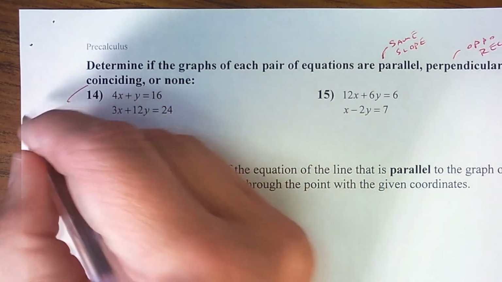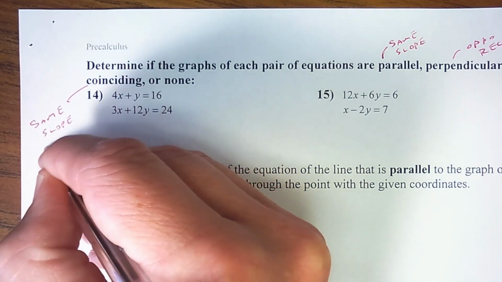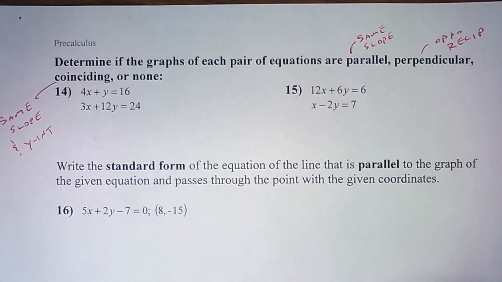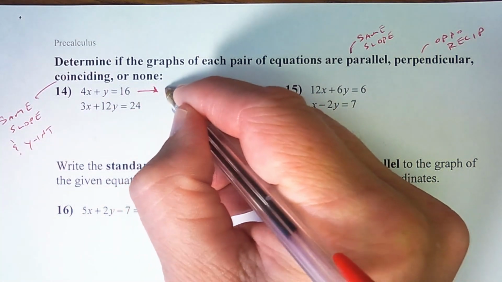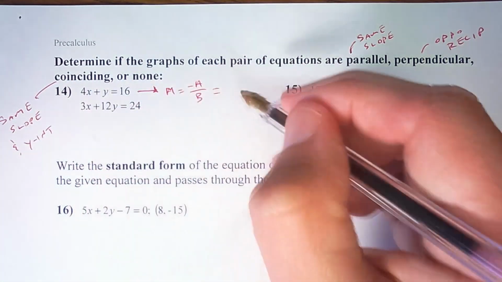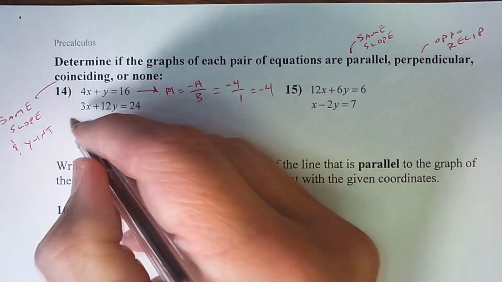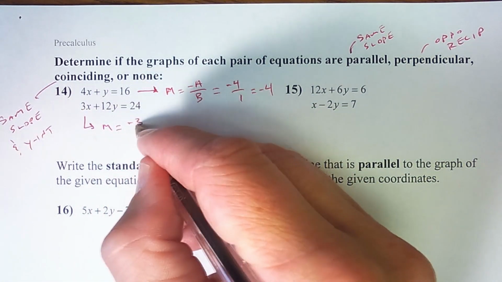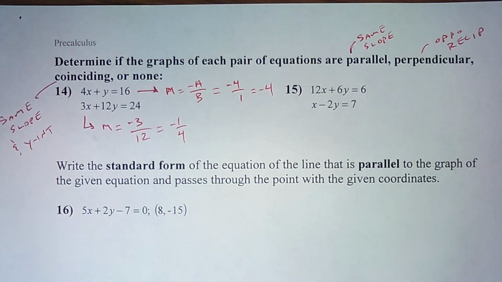Coinciding will be the same slope and y-intercept, and none will just be none of those. So we can get our slope from standard form by doing the opposite of A over B. Opposite of A is -4, B is 1, so we have a slope of -4. The slope here, opposite of 3 is -3, B is 12, so that gives me -1/4.